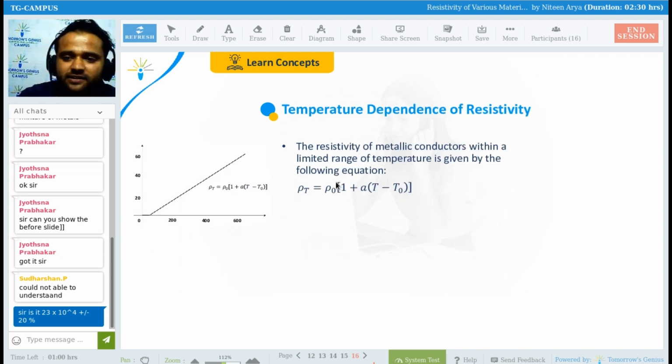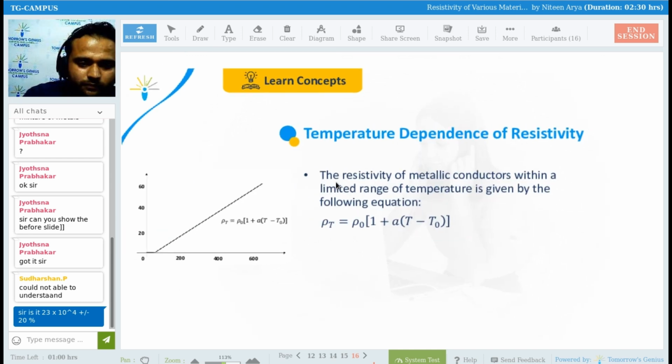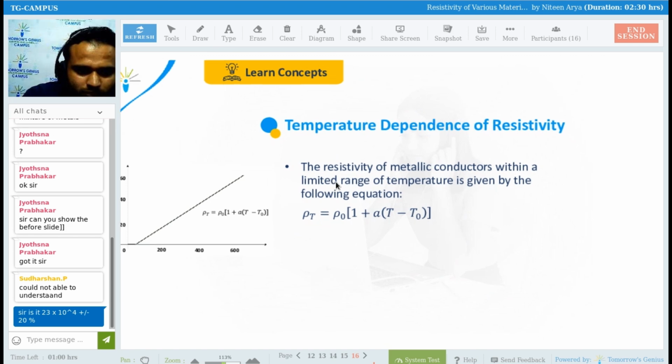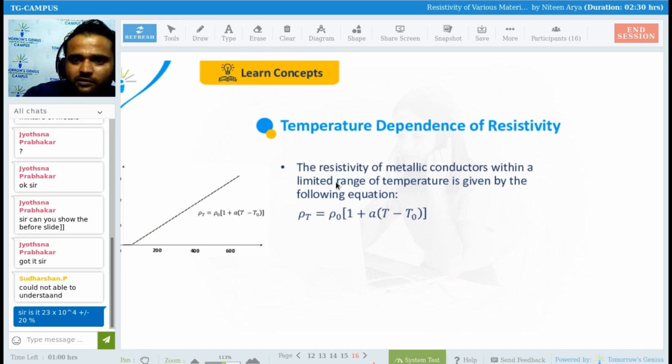Now this is important, temperature dependence of resistivity. Okay, this is exact, but the color is so faded. So this is your resistivity, and this is your temperature. Okay.